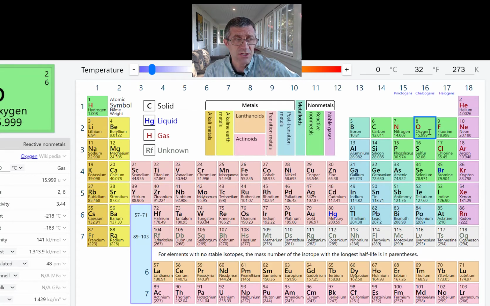Notice I go over to oxygen here. So oxygen has 6 electrons. To get to 8, it's easiest to gain 2 electrons. Same with sulfur. It has 6 valence electrons. To get to 8, it's easiest for it to gain 2 electrons.